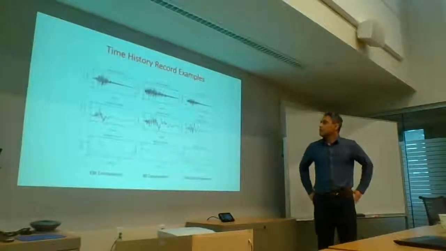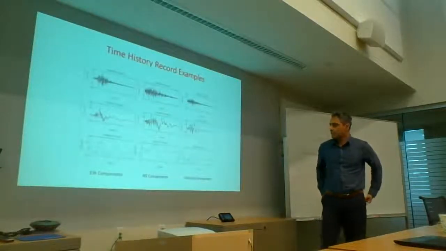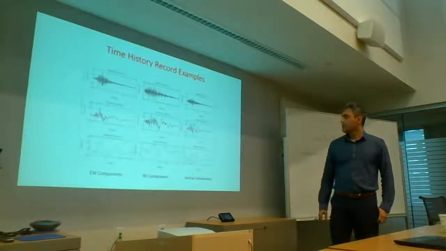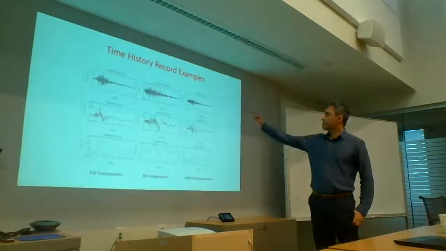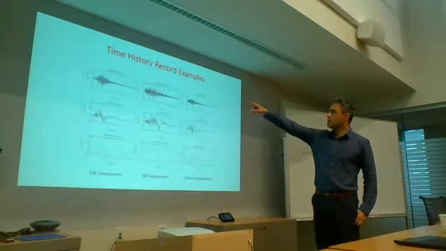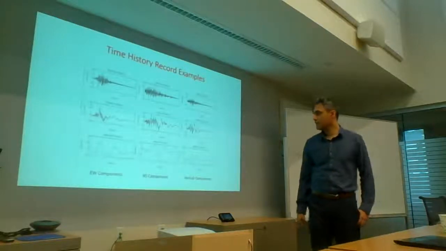I'll let you just have a look at that. These are actual records we used on a project. The east-west component, north-south, and the vertical. And you can see that there's a bit of a difference. The vertical is hitting about 0.06 g. The horizontals are going to about 0.15. That's not always the case.